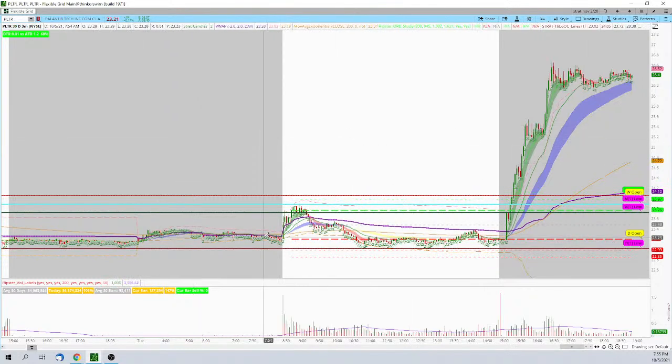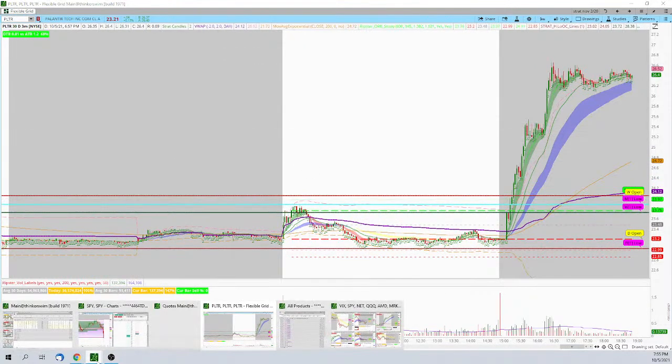So I hope I simplified it and it made a lot of sense on how I use the VWAP strategy with the clouds and the strat.